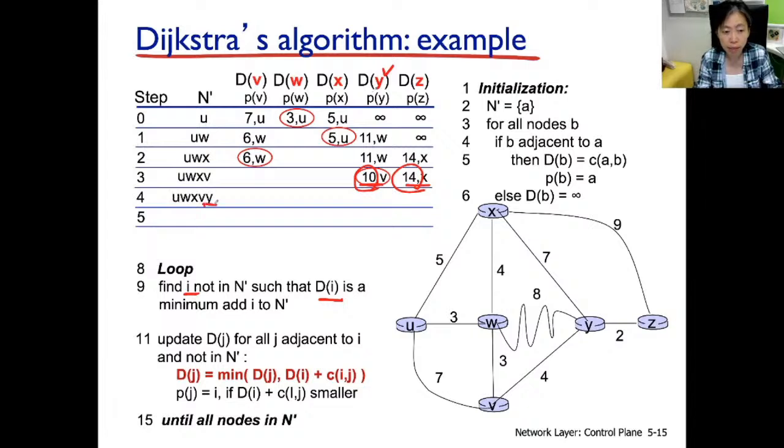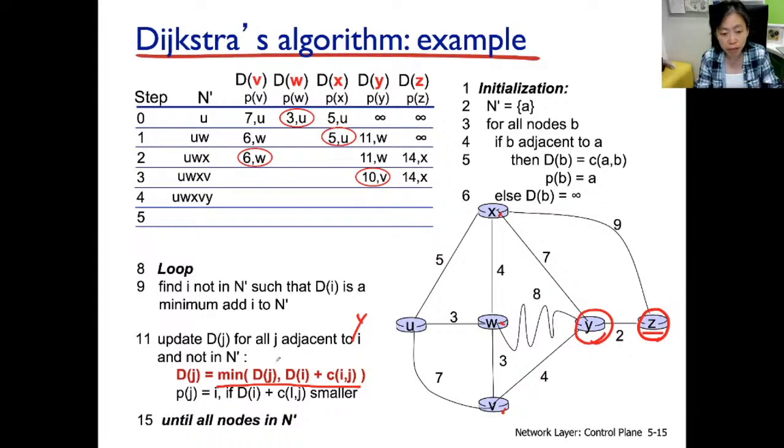And y is included into the N prime set. So y is our i this time. So for y, go through all the adjacent nodes that are not already in N prime. So x is already in N prime, w already in N prime, v already in N prime. The only one that is not in N prime is z. So let's try to update the distance to z, and again, follow the formula.